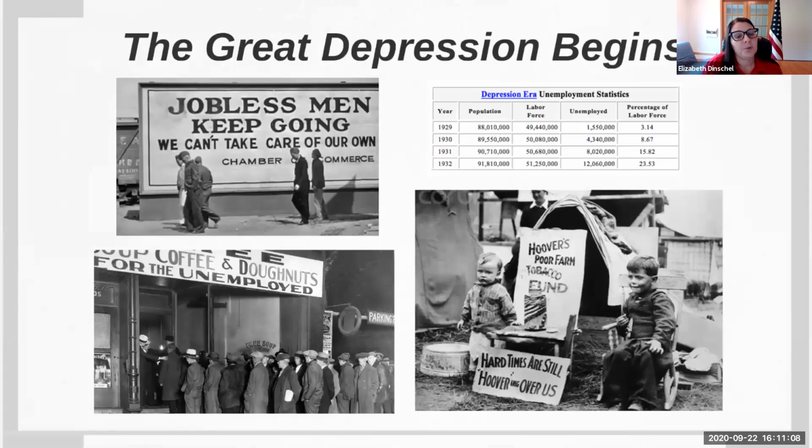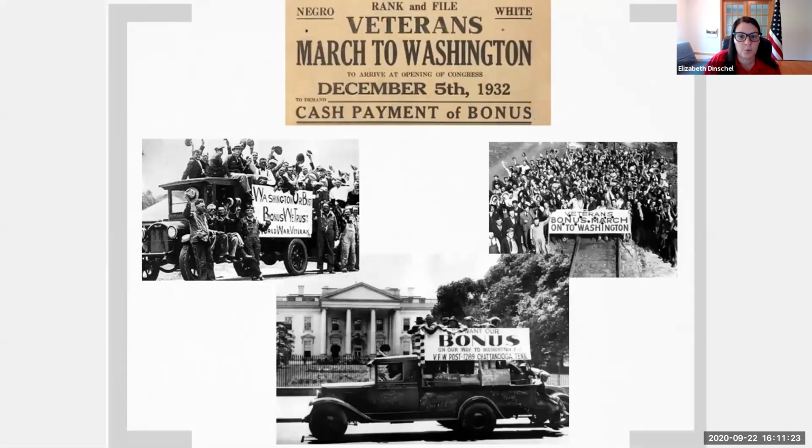So at this point, unemployment is growing exponentially year over year during Hoover's presidency, and it reaches nearly 25% by 1932. Veterans are struggling all over the country, a lot of them dealing with symptoms of shell shock from World War I. So in May of 1932, Walter Waters, an Army veteran, proposed that every veteran head to Washington, D.C. and demand their bonus. The movement picked up steam and spread across the country, and they declared the opening day of Congress, December 5th, 1932, the day they would arrive in D.C.